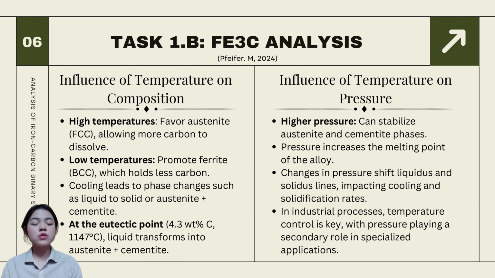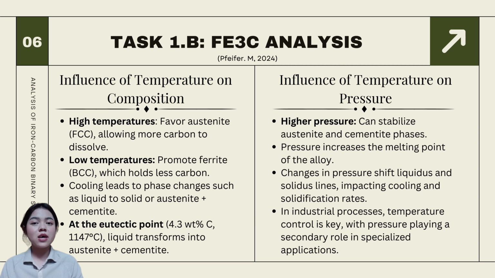Cooling processes lead to significant phase changes such as the formation of solid structures or combinations like austenite and cementite. At the eutectic point, which occurs at 4.3 weight% carbon and 1147 Celsius, the liquid transforms into the mixture of austenite and cementite. Now, for the influence of temperature on pressure.